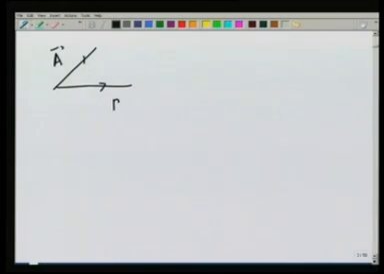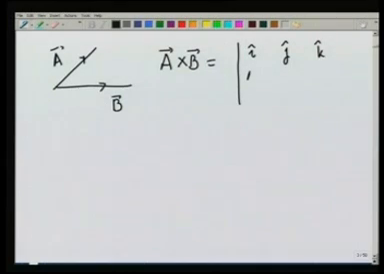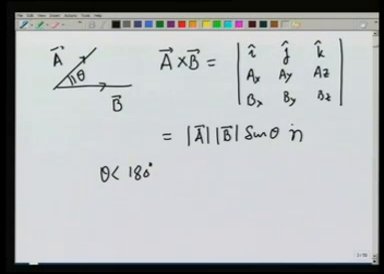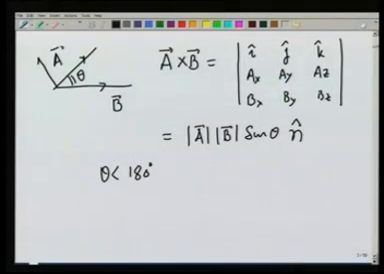Similarly, if I look at two vectors A and B, then A cross B, which I can write as the determinant i j k, A x A y A z, B x B y B z, is also equal to magnitude of A times magnitude of B times sine of theta, where theta is the smaller of the angle between A and B, so theta is less than 180 degrees, times a unit vector in direction n, where n is perpendicular to both A and B. So, it is perpendicular to the plane formed by A and B. So, it will be somewhere like this, maybe coming out of the plane of the board.